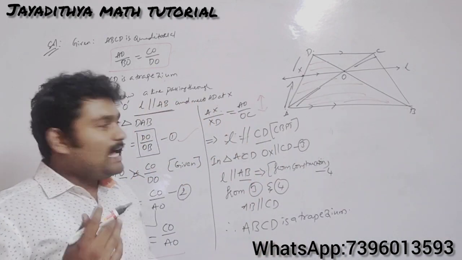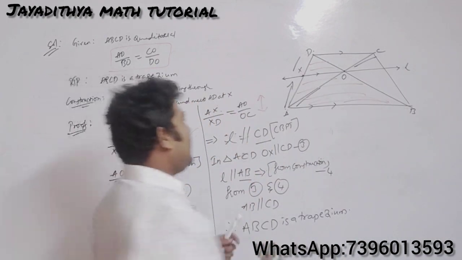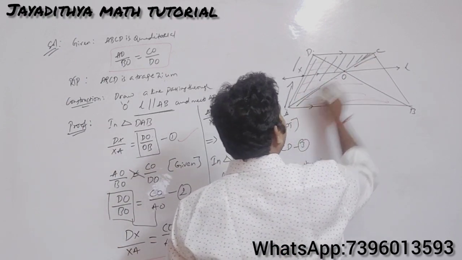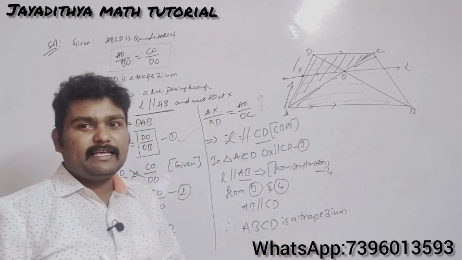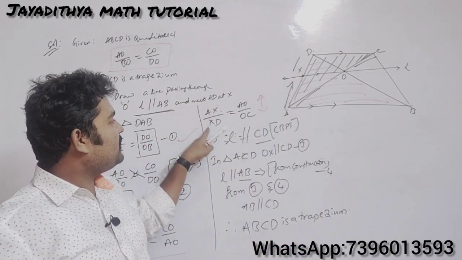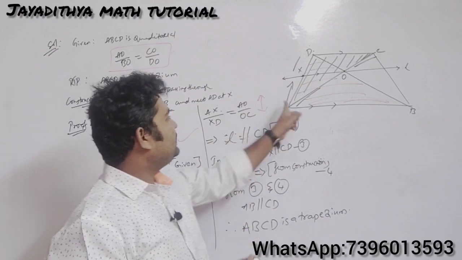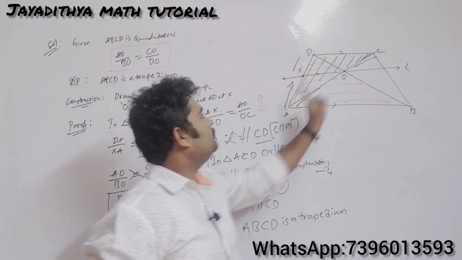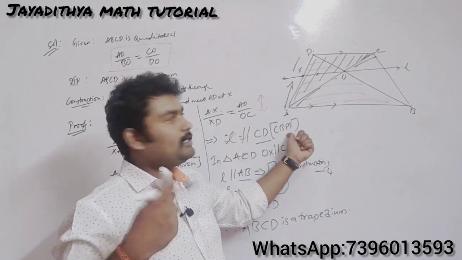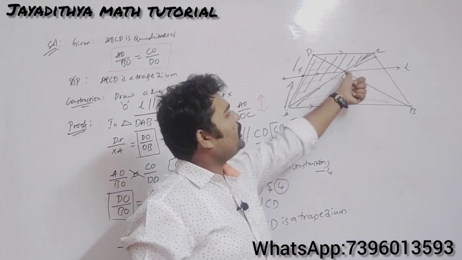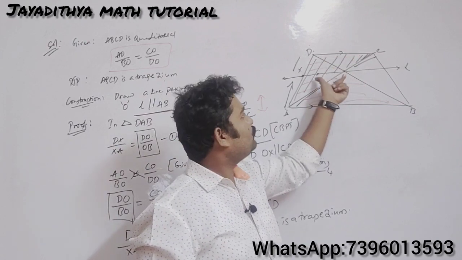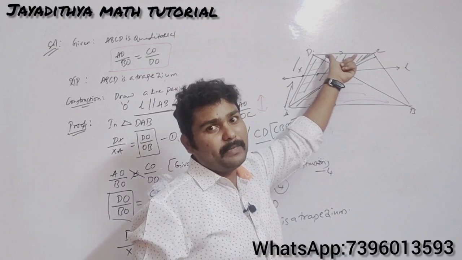Now we look at the other triangle, let us take this part. The triangle is ACD. In triangle ACD, the ratios are equal: AX by XD is equal to AO by OC. So by the converse of the basic proportionality theorem, what can you say here? Either XO, or you can take the line L also. So XO is parallel to DC here, right? Now XO is parallel to DC, which you got by the converse of the basic proportionality theorem.